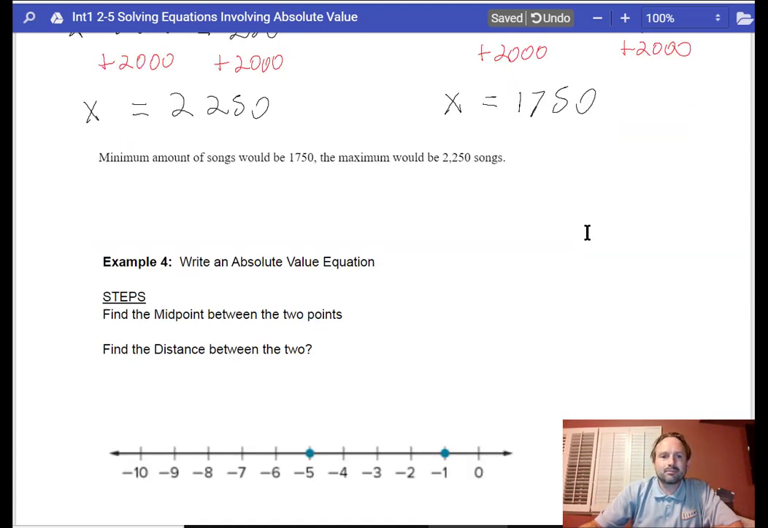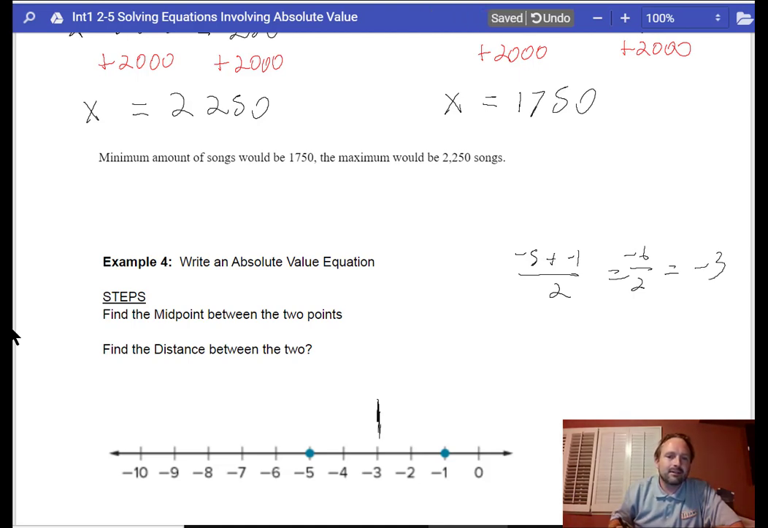All right, last one. Write an absolute value equation. So here are the steps. Find the 2 points. Find the midpoint between the 2 points. So I have -5 and -1. Now, how do I find the midpoint? Well, I could go, all right, -5 plus -1, and then divide that by 2. -1 plus -5 is -6, divided by 2 would be -3. Oh, and look, lo and behold, there's the midpoint right there.